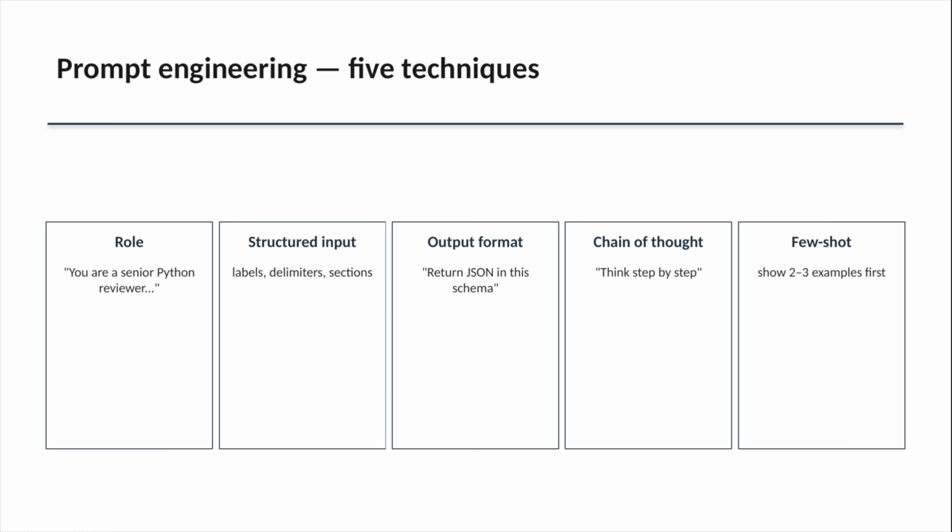Chain of thought. Ask it to think step by step, and accuracy on multi-step problems goes up, at the cost of more output tokens. And few-shot examples. Show 2 or 3 input-output pairs, and the model generalizes, the move that takes a flaky classifier to a reliable one.